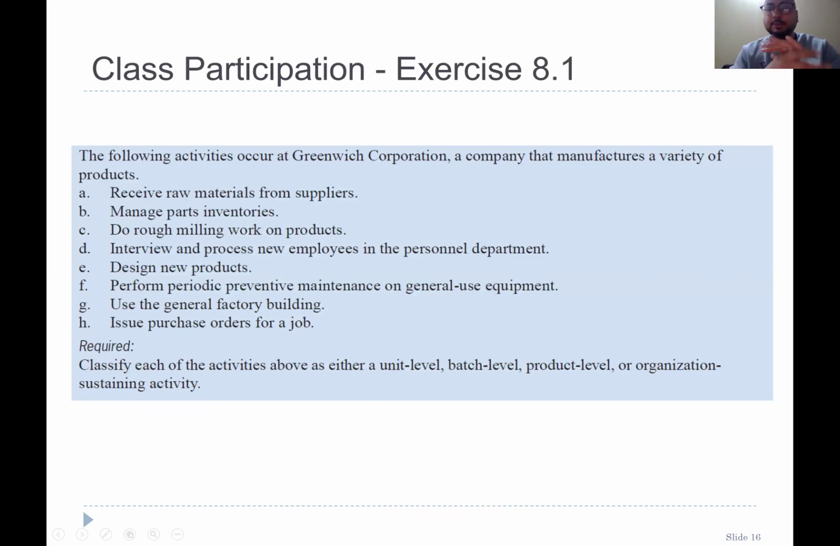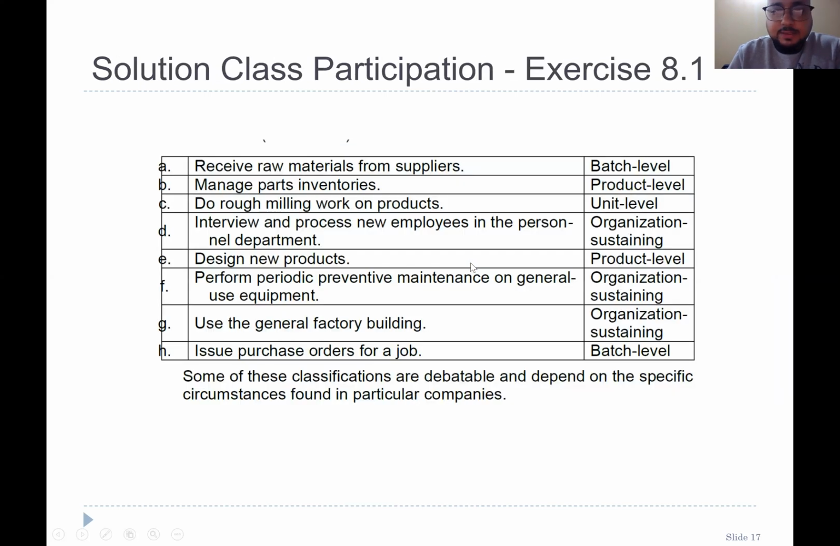So we have just categorized the 5 levels of activity. So can you just find out whether the following transaction belongs to which kind of level of activity? So just pause the video here and try to solve it. Okay, let's see that. So here is the solution for you.